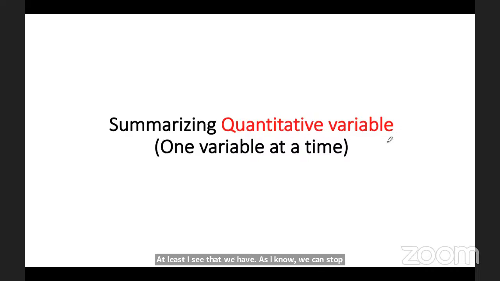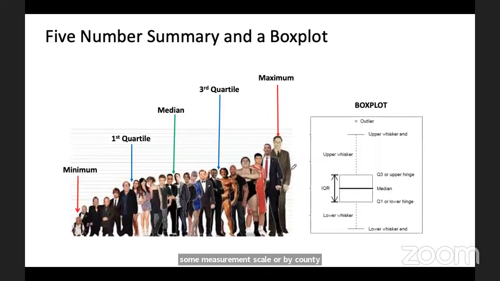So quantitative variables are variables that can be measured, that can be quantified, either by some measurement scale or by counting. Here, height, for example, is a quantitative variable, and it is continuous in that you can measure it over some continuous scale. One of the easiest ways to summarize a quantitative variable is by what we call a 5-number summary, and the 5-number summary can be expressed as a box plot.